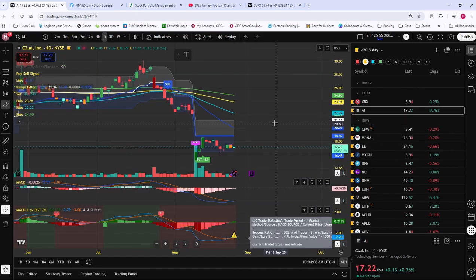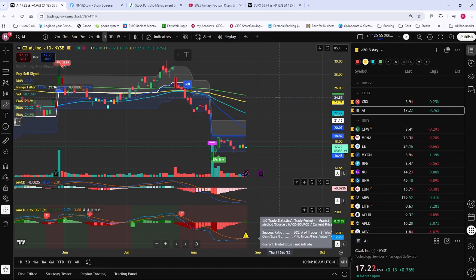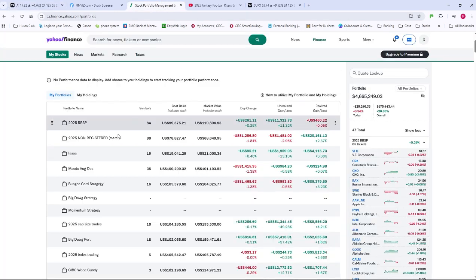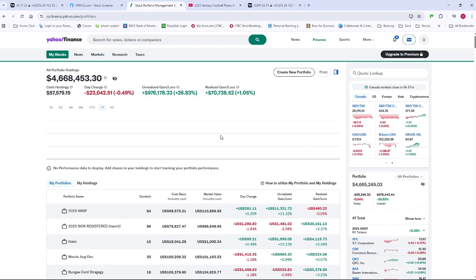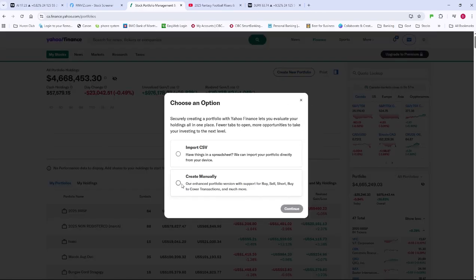So keep your eye out for trade alerts. XRX and AI, you're going to take those, you're going to go over to your stock portfolio and create a new portfolio, create it manually, and you're going to make a momentum list so you can paper trade those and get an idea of how things work.